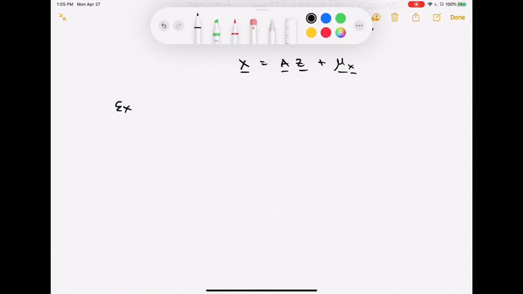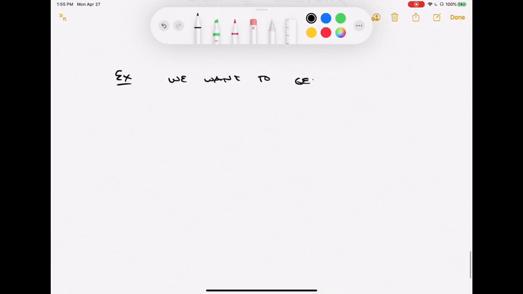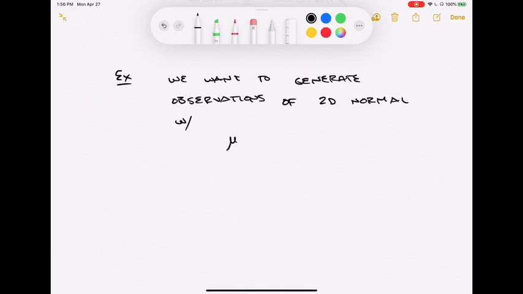So let's do a very quick example of this, and then we'll call it basically a done deal for this lecture. We want to generate observations of a two-dimensional normal distribution, so a multivariate Gaussian with two elements with the following. I would like to have a mean vector equal to 1 and minus 1. So these are not zero mean cases.